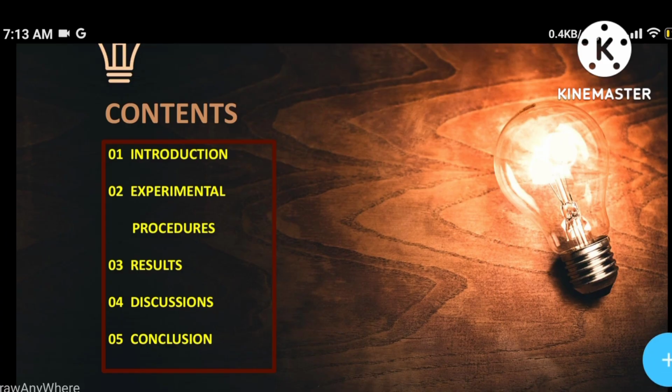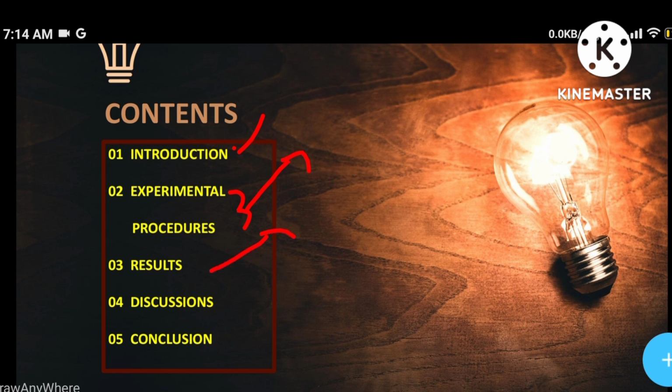Let us first see what we are going to discuss in this whole PPT. In this slide I included the contents. I will start with the introduction, where I will give some brief idea about the topic. Next, I am going to show the experimental procedures for the topic, to give you a clear understanding.